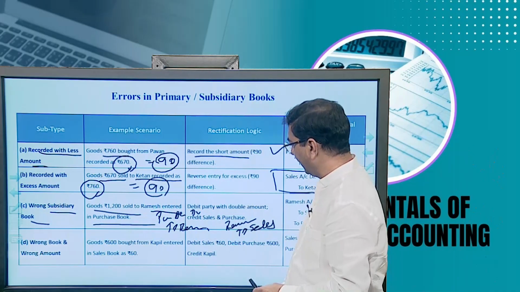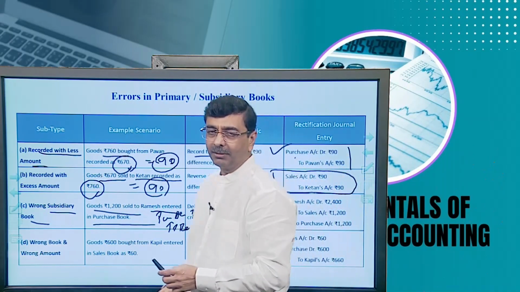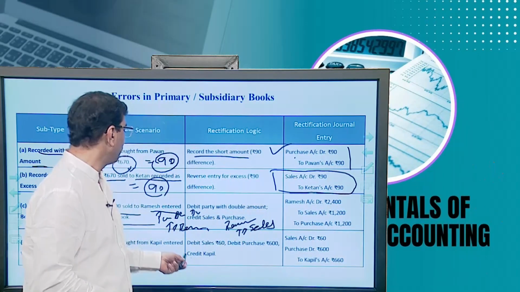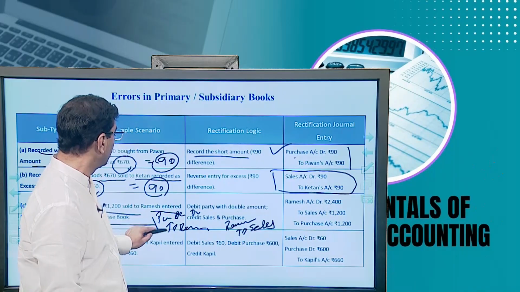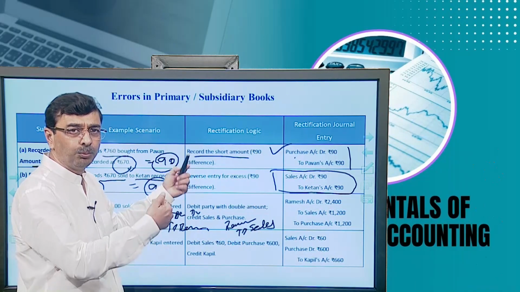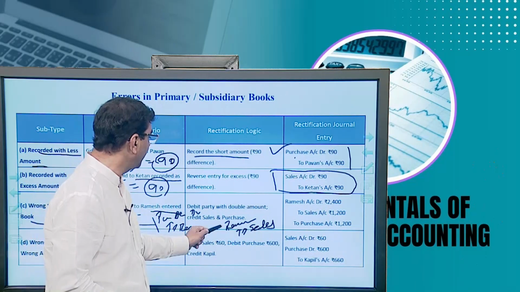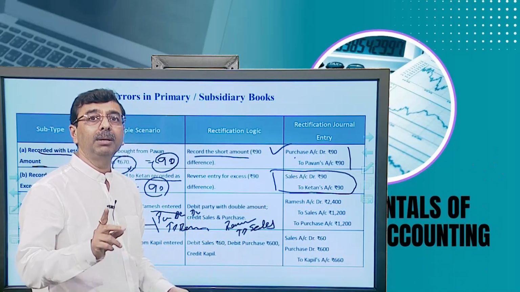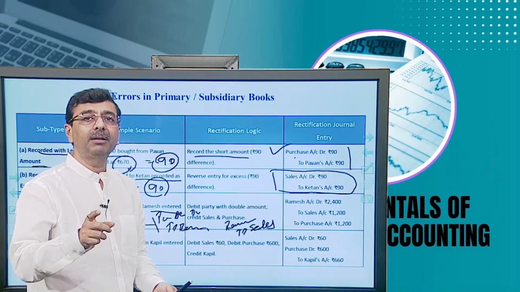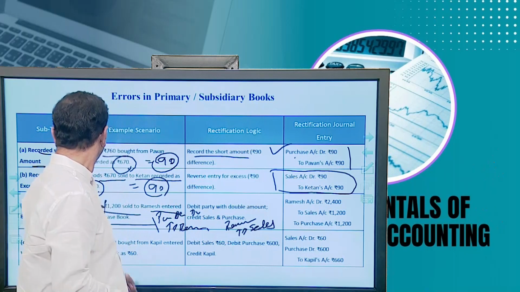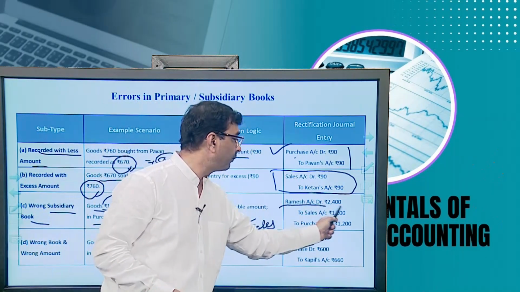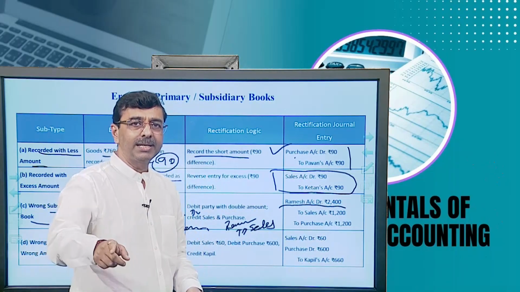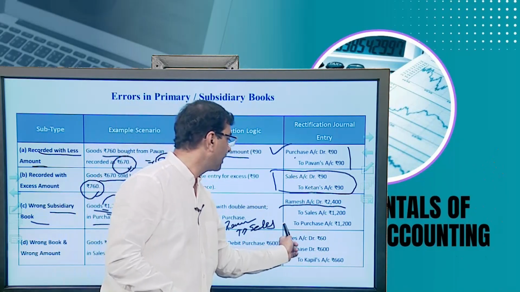So ultimately, first we have to correct this. Purchase to Ramesh is wrong, so it is reversed. So Ramesh account will be debited to purchase account. And what is the actual entry? Ramesh account debited to sales. So ultimately Ramesh account will be debited with 2x the amount, double the amount. What were the goods sold for? 1200. So Ramesh account debited with 2400, 2x, to sales 1200, to purchase account 1200.